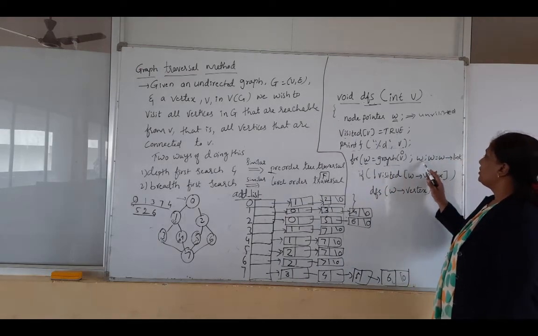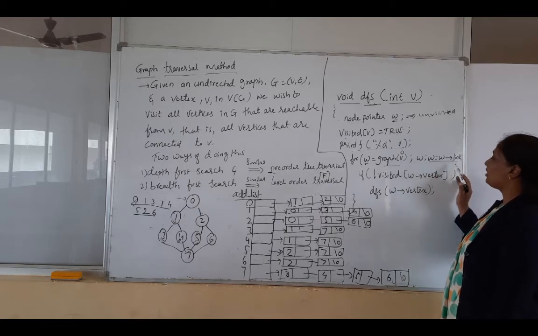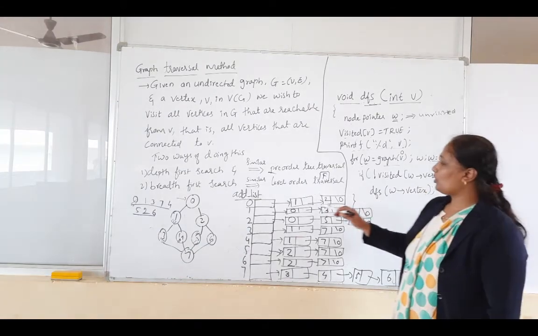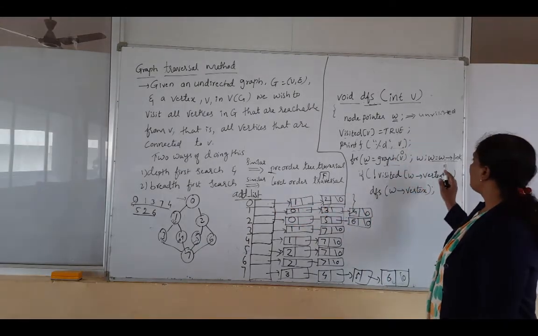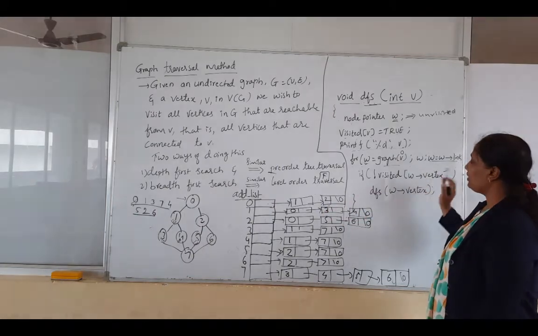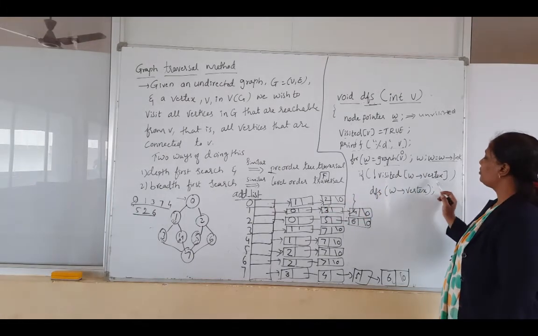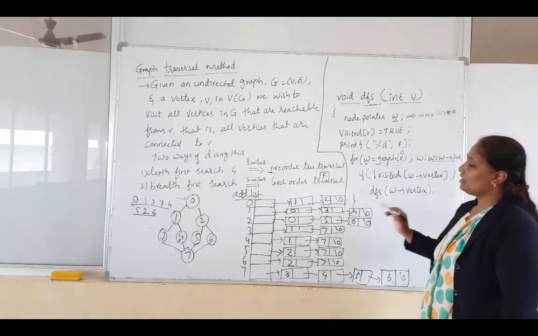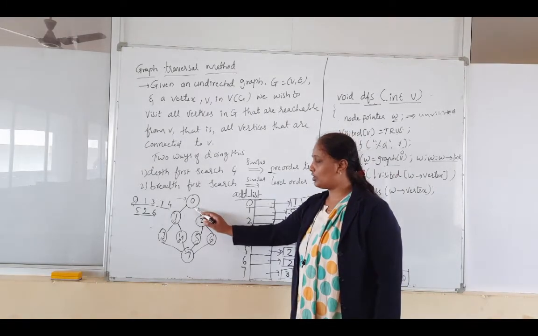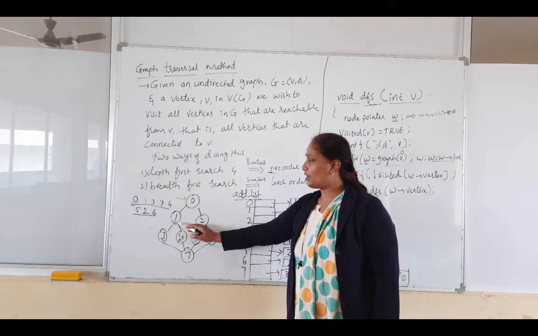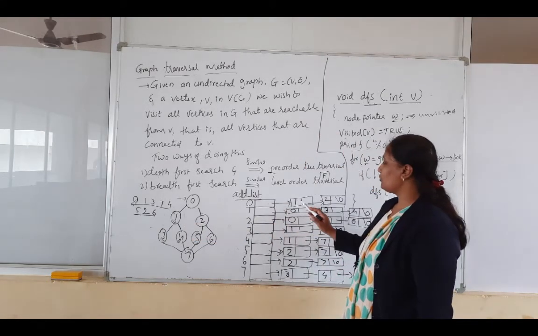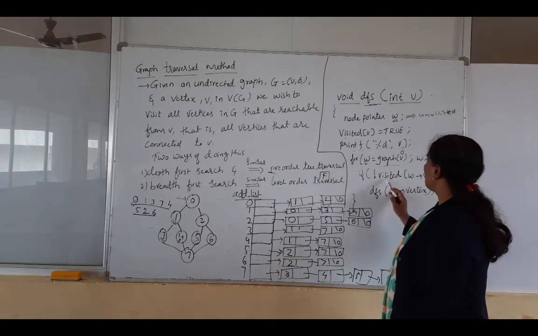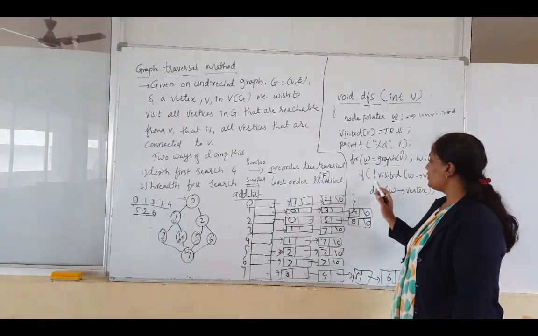Next, what is the third part of the for loop? W equal to W dot link. So W equal to W dot link means you are going to check the 0th linked list. Okay. So you are going to consider the linked list of that. Next, if not visited W connected vertex. Okay. So here you are going to see the vertex 0. Then you are going to check the connected vertices of 0. So what are the connected vertices of 0? You are going to check the adjacency list. It is 1 or 2. So we are going to check whether 1 is visited or not.